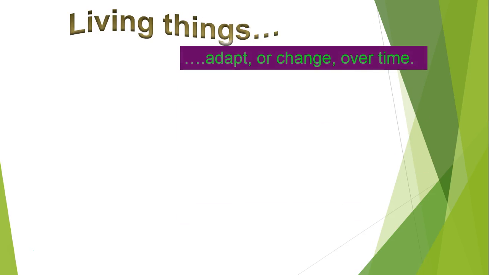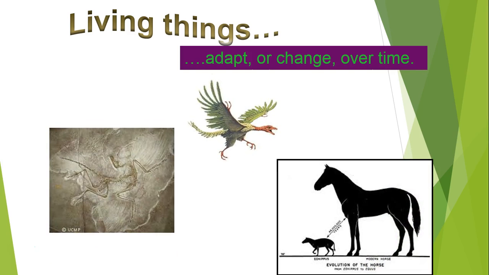The final characteristic of all living things is that they must be able to adapt or change over time. And when we talk about this, we're not talking about single individual organisms. We're talking about whole populations or species of organisms being able to change over many, many years.